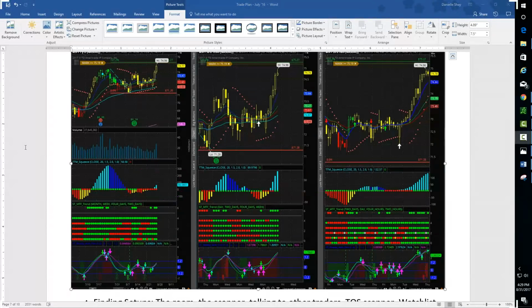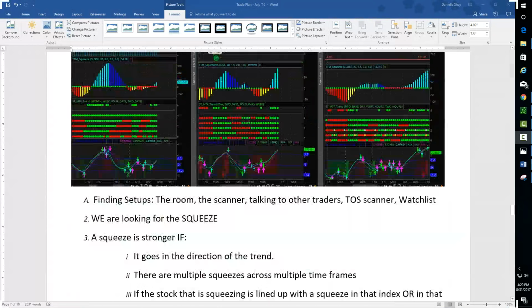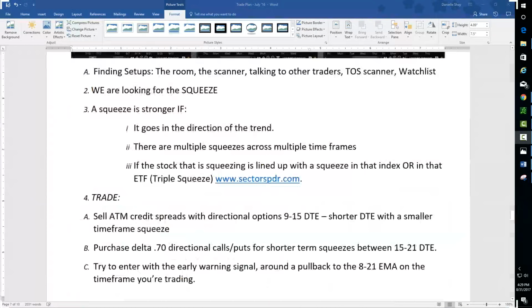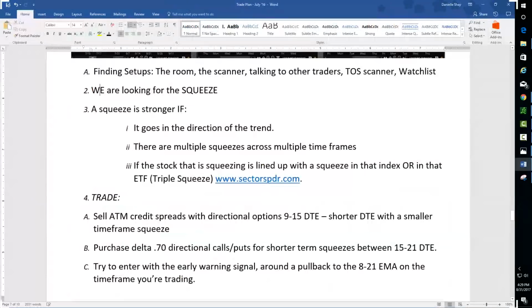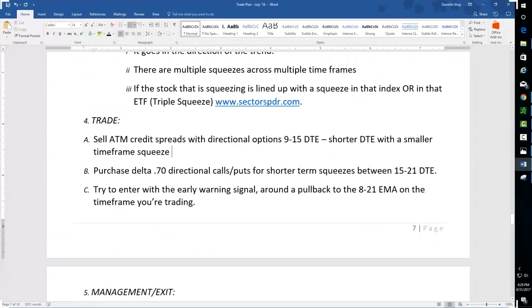So that also goes down to position sizing. Anyways, we're looking for the squeeze. The squeeze is stronger if you have more of them. These are aggressive directional trades. I'm not as aggressive with Carolyn's trades because they tend to be a little slower moving. These powerful moves, I'm a lot more aggressive with. So with that being said, I like to sell at the money credit spreads.